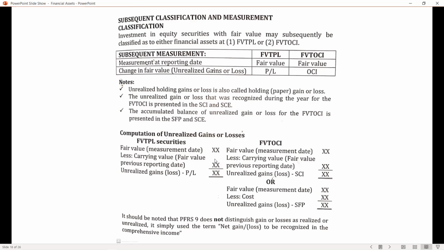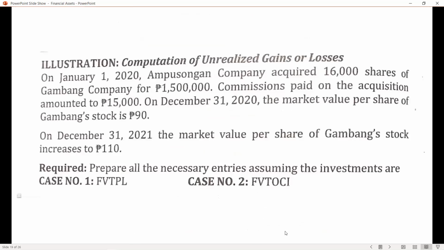So, it should be noted that PFRS 9 does not distinguish gain or loss as realized or unrealized. It is simply used as a term, a net gain or loss to be recognized in the comprehensive income. So, ito yun. Computation of unrealized gain or loss.